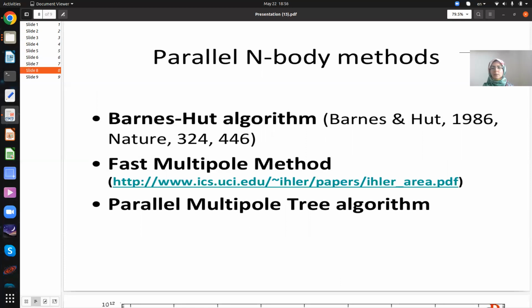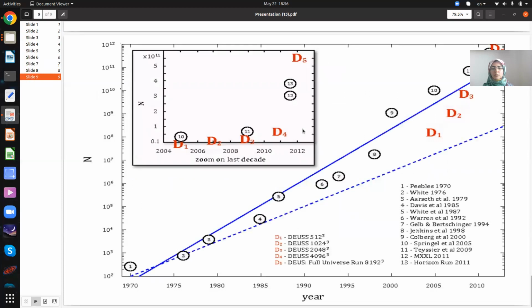And for parallel n-body methods, we can see the fast multipole method, the Barnes-Hut algorithm, and the parallel multipole tree algorithm. And here you see someone doing the simulation of the universe, or they said it is from our universe, but as they input the physics or the data, maybe it will change. They change it now. Maybe it is a simulation of a universe, maybe not our universe.